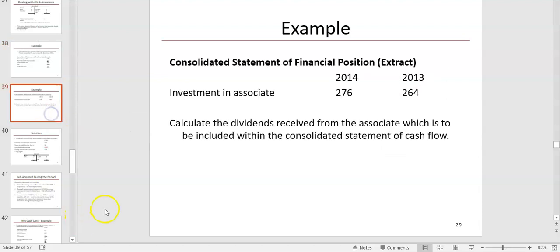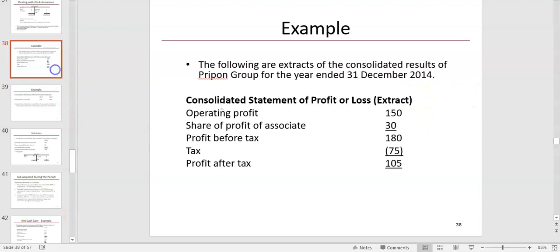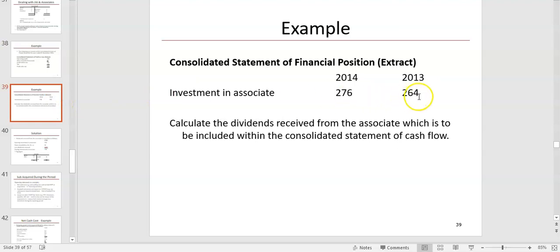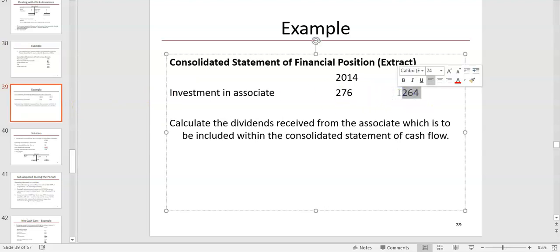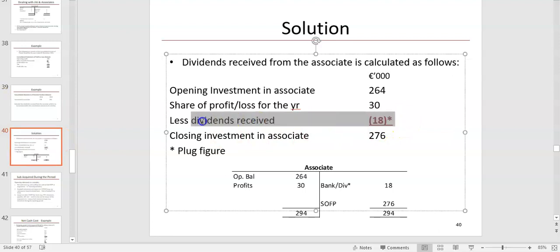So what we're saying is the opening balance was 264. To that you would have added 30, because that's how you account for the equity method: debit the investment in associate, credit share of profits. So that means if there were no dividends paid, it should have been 264 plus 30. So at the end of the year, the investment in associate, if nothing else happened, and there were no acquisitions or disposals of associates during the year, it should have been 294. 264 plus 30. It's only 276. And the difference, the 18, that must be dividend received, which is debit bank, credit investment in associate.